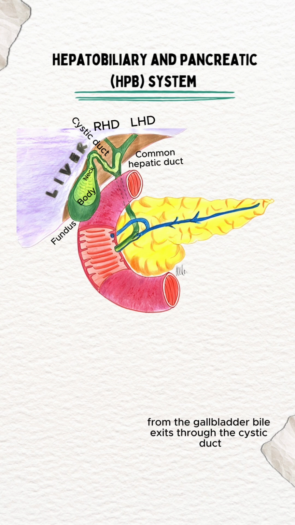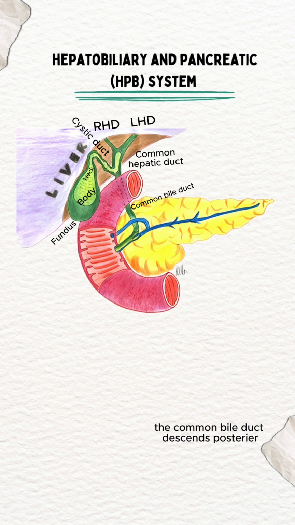From the gallbladder, bile exits through the cystic duct, which unites with the common hepatic duct to form the common bile duct. The common bile duct descends posterior to the first part of the duodenum and runs within the head of the pancreas. It typically joins the main pancreatic duct to open at the ampulla of Vater in the second part of the duodenum, regulated by the sphincter of Oddi.